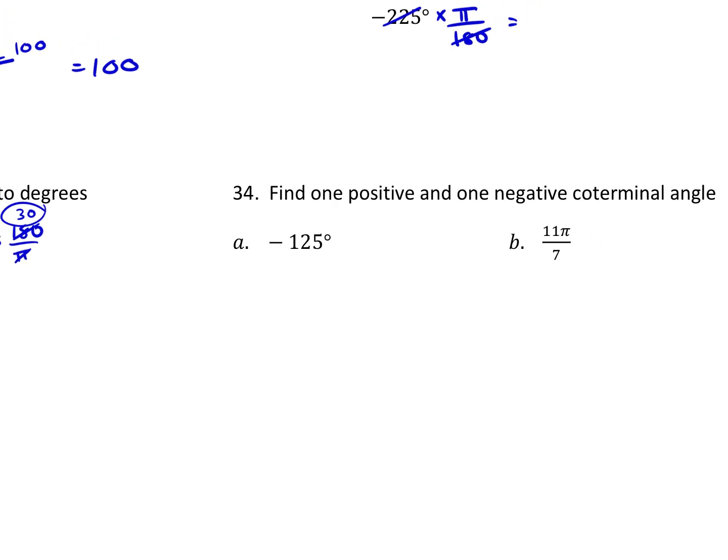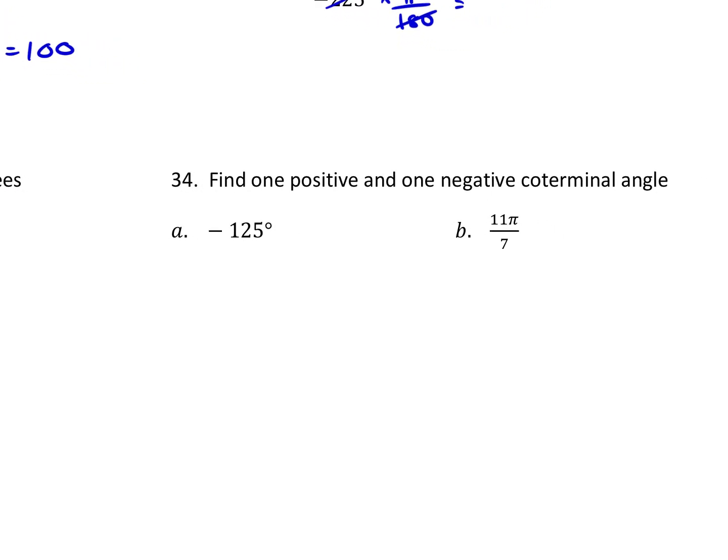34, find one positive and one negative coterminal angle. Coterminal, if we're talking about degrees, we'd add or subtract 360. For radians, we would add or subtract 2 pi. So depending on what your angle is that you start with, you can add or subtract 360 or 2 pi as many times as you need to find a positive and negative one. Use your answer choices to help you. Keep adding or subtracting until you match your answer choices.